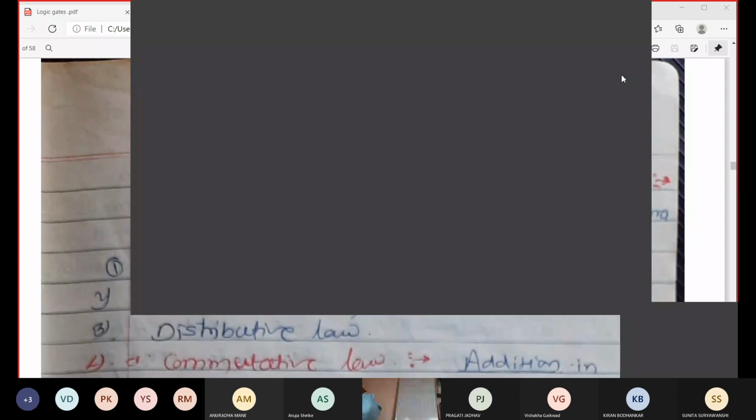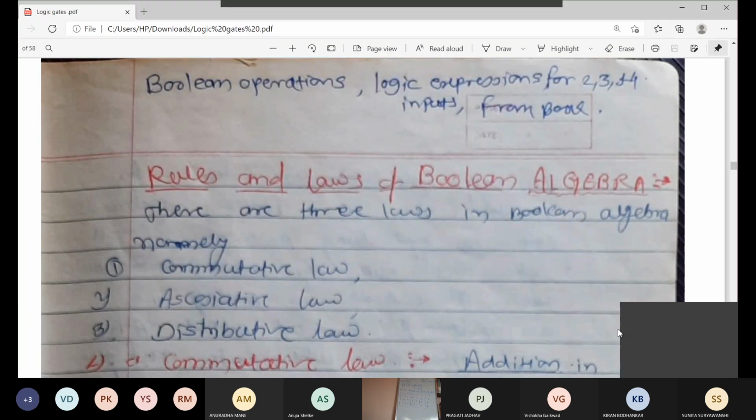Okay, in the last lecture we saw the XOR and XNOR gates. Then after that, now we start with the rules and laws of Boolean expression or Boolean algebra. For your syllabus, there are three basic laws: commutative law, associative law, and distributive law.